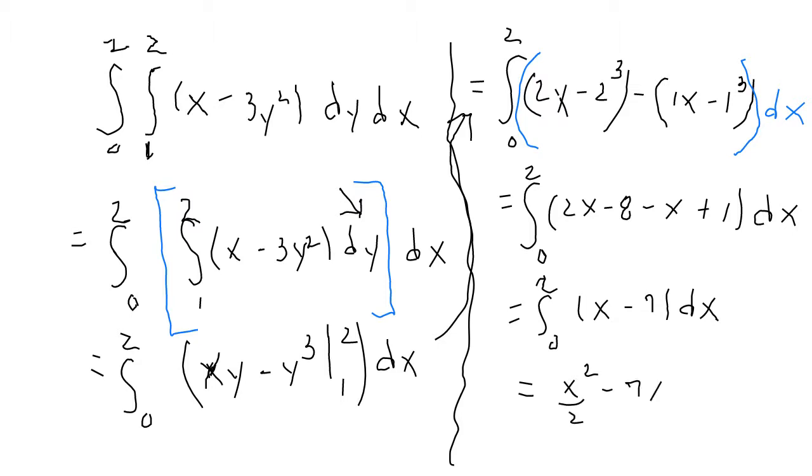Now it's a calculus 1 problem. And so you're going to get 2 squared over 2 minus 7 times 2. And the 0 comes out, it's 0 there. And so that's going to equal 2 minus 14, which is negative 12. Okay, that's what that's going to equal. All right, are there any questions on that?